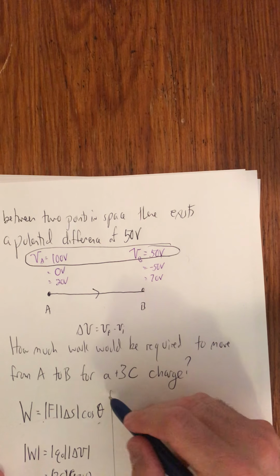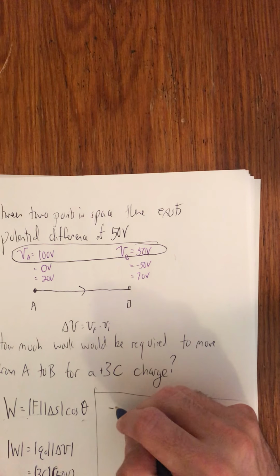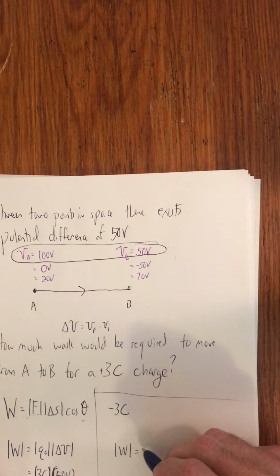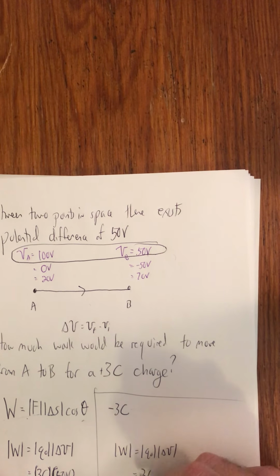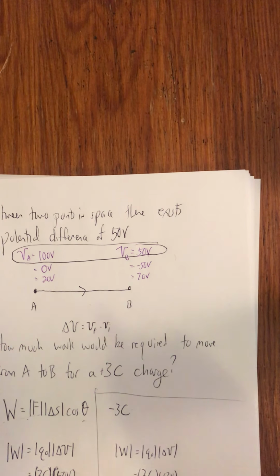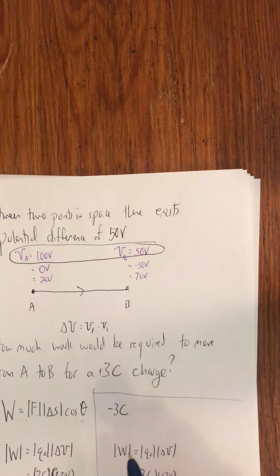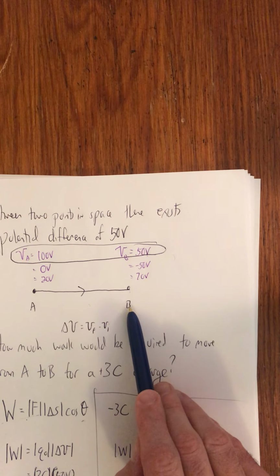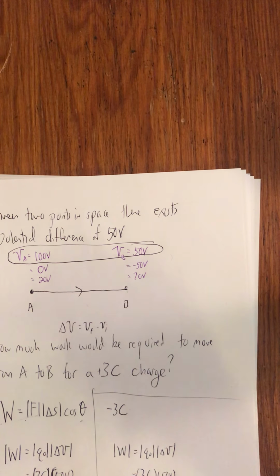Now, let's see if I did the same problem, but I wanted to see what about for a negative 3 coulomb charge? Well, the negative 3 coulomb charge would undergo the same amount of work to move between those 2 positions in space. But let's just talk about what would happen naturally. A negative particle would naturally go from B to A. A positive particle would naturally go from A to B, right? If I wanted the positive particle to go from B to A, I would have to force it to go there, right? So let's think about that in terms of energy.